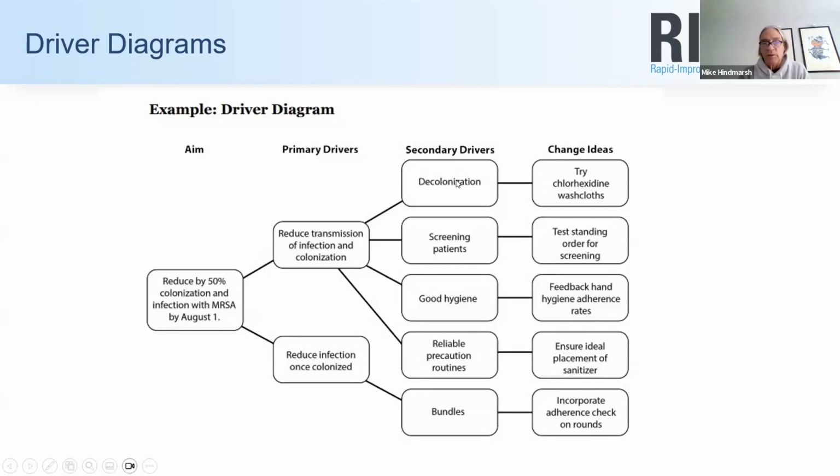So in this case, there's got to be decolonization. We've got to screen patients regularly. There needs to be good hygiene. There needs to be reliable precaution routines. And for reducing infection, there needs to be bundles, protocol bundles. And then those lead to change ideas that you can actually try testing to see if it fulfills the recommendation in the secondary driver and ultimately fulfilling the primary driver. So that's a very quick primer on driver diagrams.